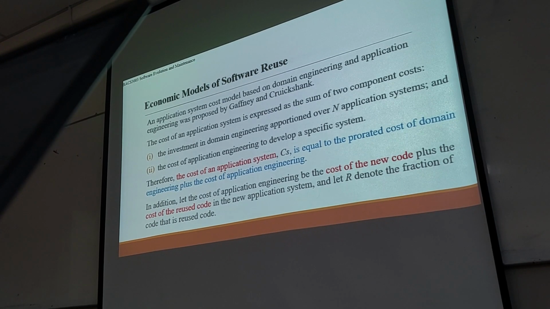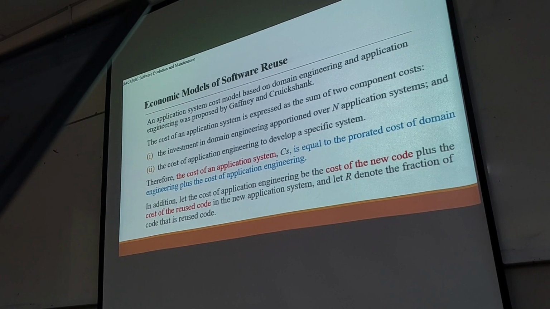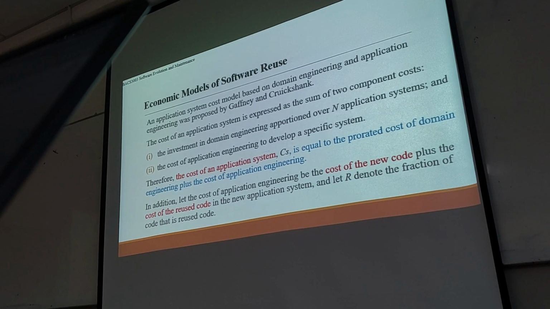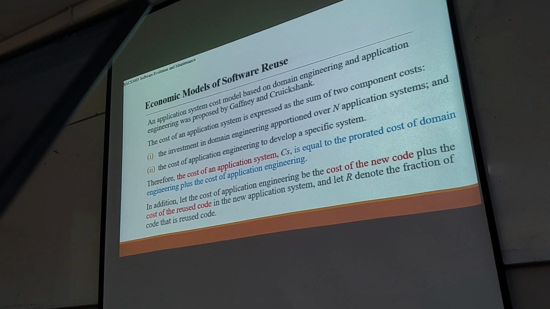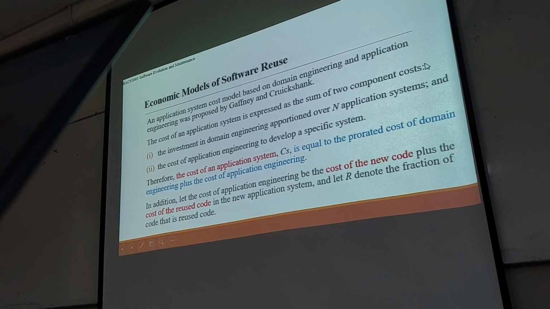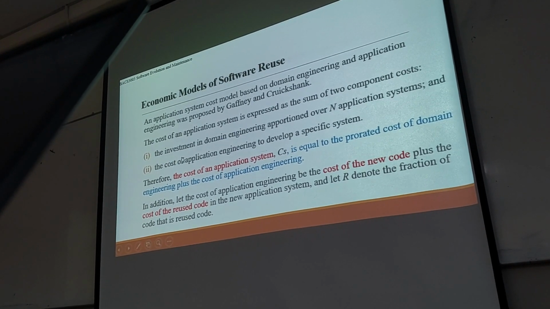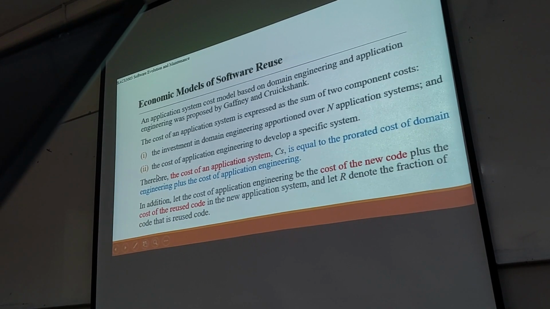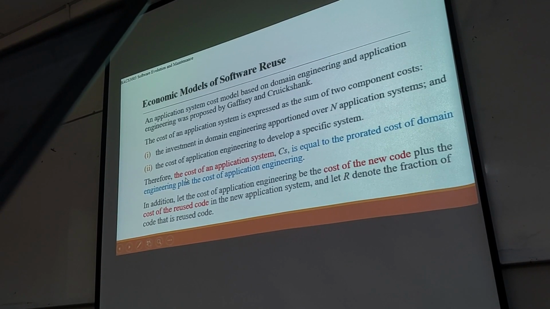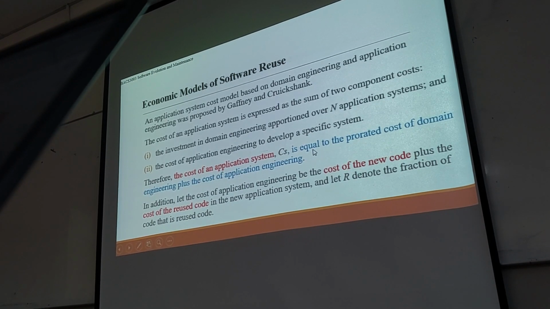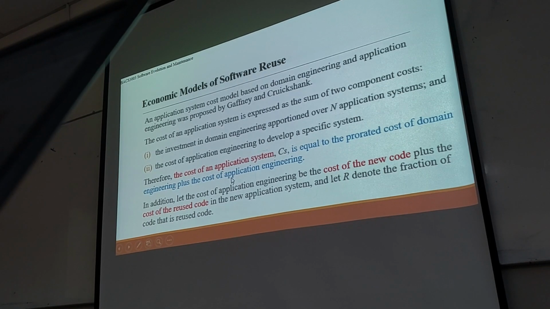Another model is the economic model. This one is more on the calculation of different costs when we perform reuse, when we produce for reuse. This model was developed by two persons, Gaffney and Cruickshank. They found that the cost of the application system is expressed as the sum of two component costs. One component is the investment in domain engineering over an application, and the second is the cost of application engineering to develop a specific system. Therefore, the cost of an application system equals the prorated cost of domain engineering plus the cost of application engineering.